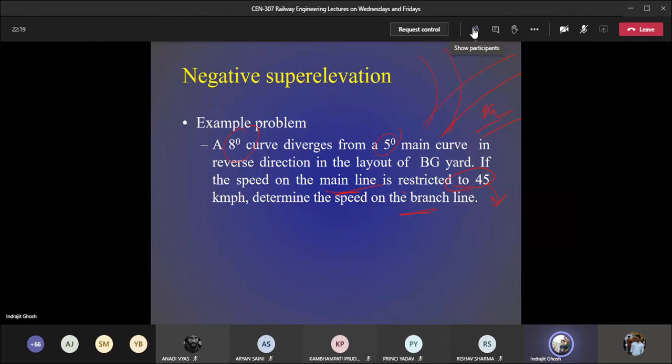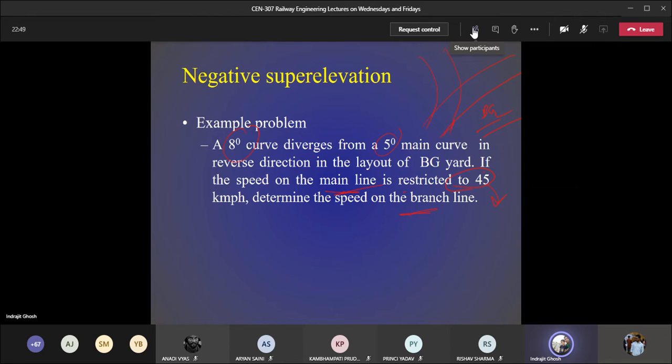Okay, it can be vice versa as well. So you can see in the tutorial problem that I have asked you to solve, the speed on the branch line is given and you have been asked to determine the speed on the main line. So for this problem, how to solve it? There are different methods to solve the problem. One of the methods is proposed by Professor Satish Chandra and Agarwal. There is one more method given by Arora and Saxena.